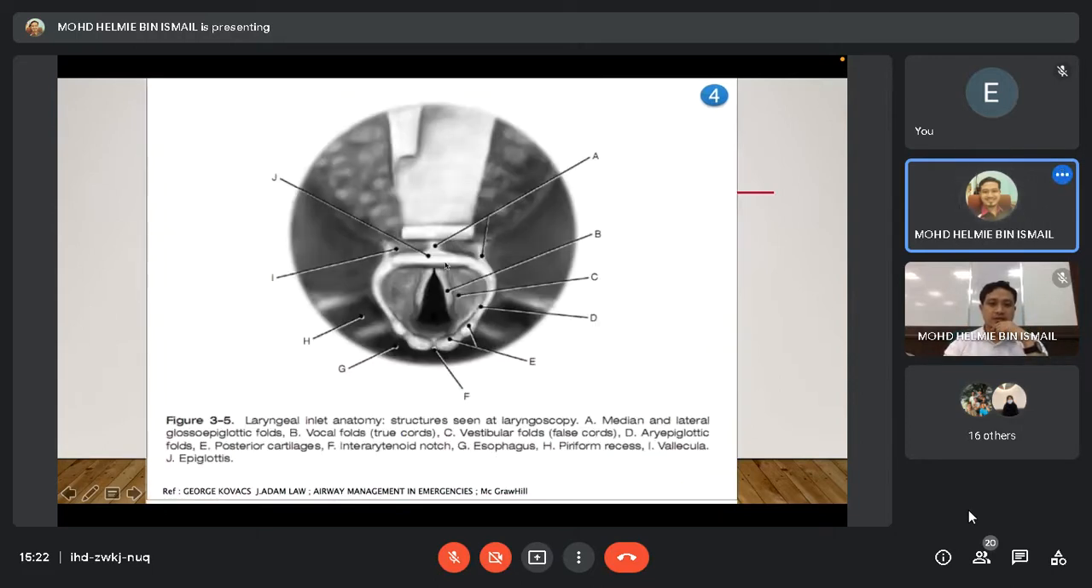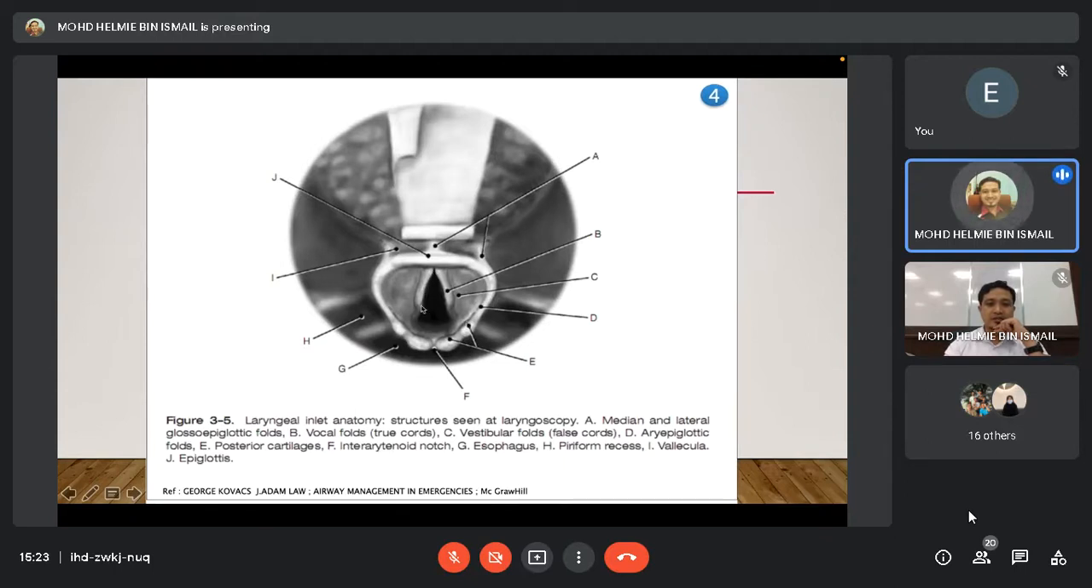Here, the letter J is the epiglottis, right? Yes, epiglottis. So above the epiglottis is the vallecula. You put the tip of the laryngoscope at the vallecula, and then you elevate about 45 degrees. Once you elevate, you can see the inverted V, which is the true vocal cord.